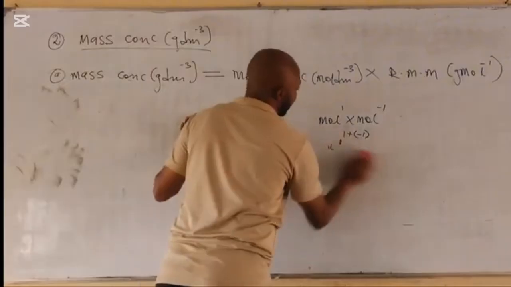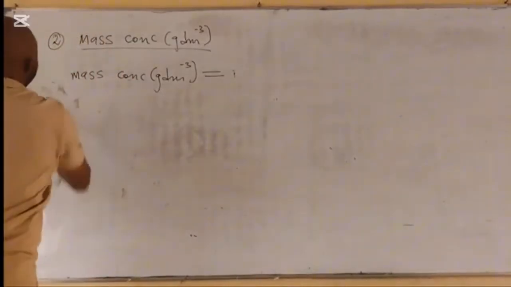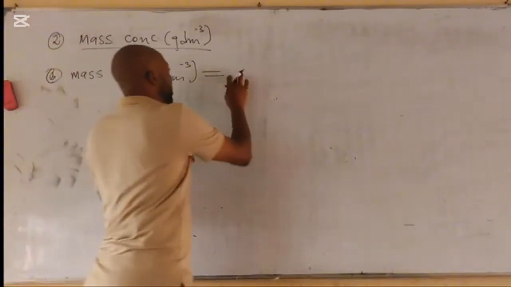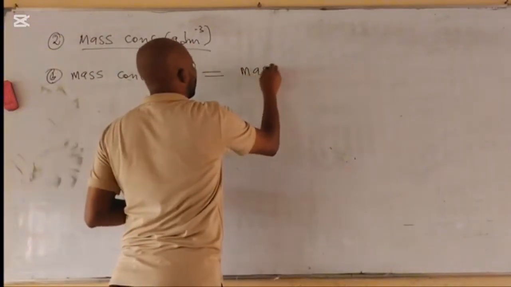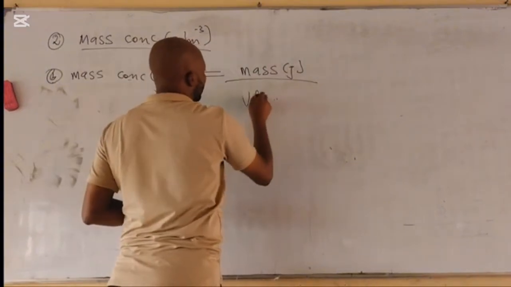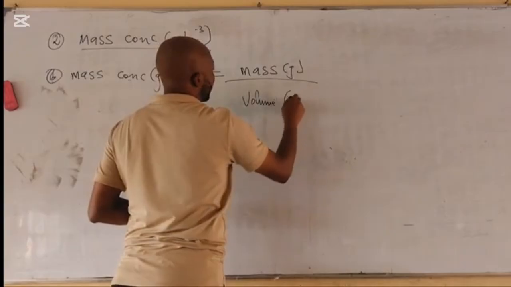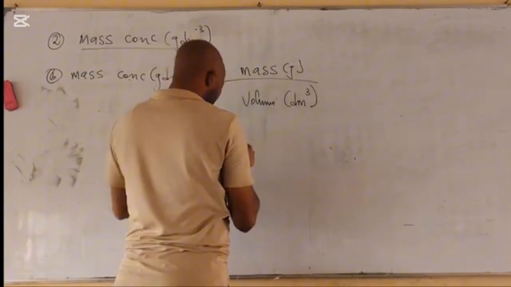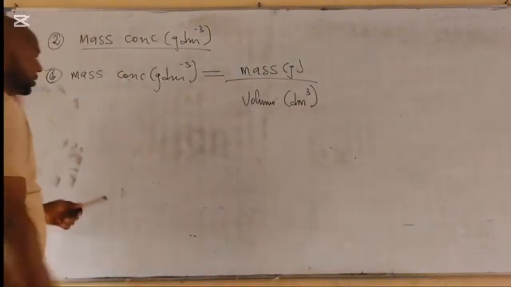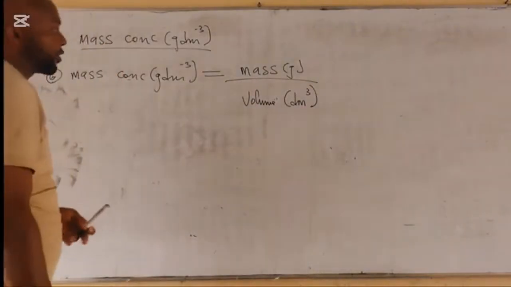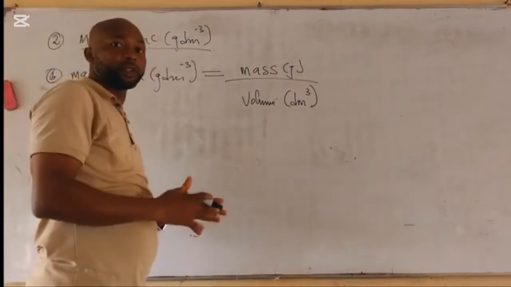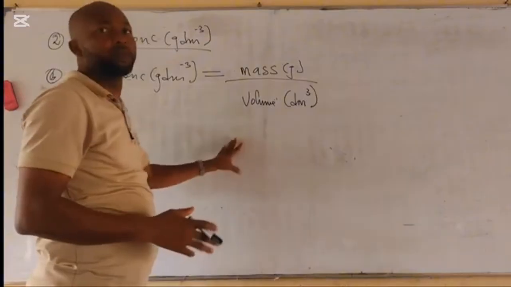Let's look at the second one, B. Mass concentration is mass in gram over volume in dm cube. So this is g per dm cube, which is the unit here. So this is another formula which we can use when we are calculating the mass concentration. So with this, we're going to be fine.